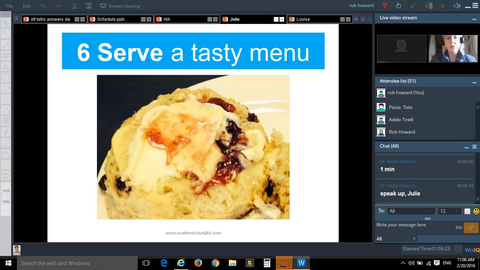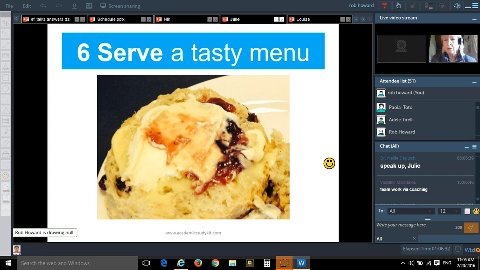Serving a tasty menu of varied activities is essential with business people.